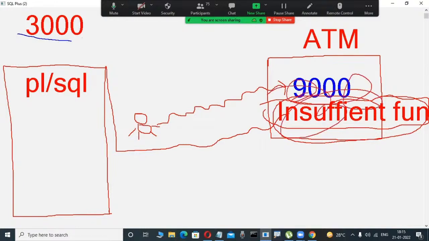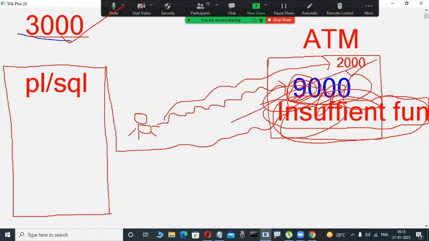Again, another scenario. For example, my balance is 3,000. Suppose I insert an ATM card and try to withdraw 2,000 rupees. It is possible. Why? Because my balance is 3,000, and 2,000 is less than 3,000. That's why this withdrawal is possible. We are withdrawing the money, 2,000, possible in this example.